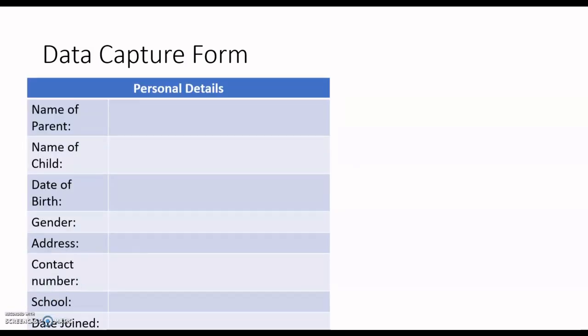Okay, so we want the name of the parent, we want the name of the child, their date of birth, their gender, address, contact number, school and date joined. Obviously, if you were to fill this out in real life, you'd probably want to know if the child has any medical issues, any allergies, any injuries. You'd probably, as you're running a football club, want to know if they've played football before. Are they at a good level? Are they very knowledgeable?